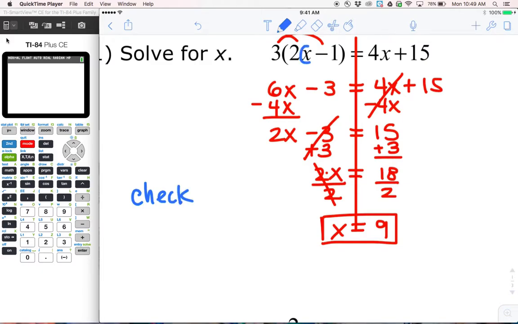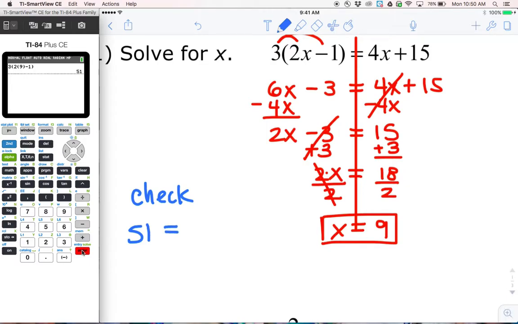So I'm going to plug 9 in for x on both sides to see what I get. Over here in my calculator, we're going to type it in like we see it on the paper. So 3 parentheses 2x, and x is 9. Again, I'm using parentheses around it, minus 1. Okay, so I did the left side of my equation, and I'm going to press enter, and I get 51.